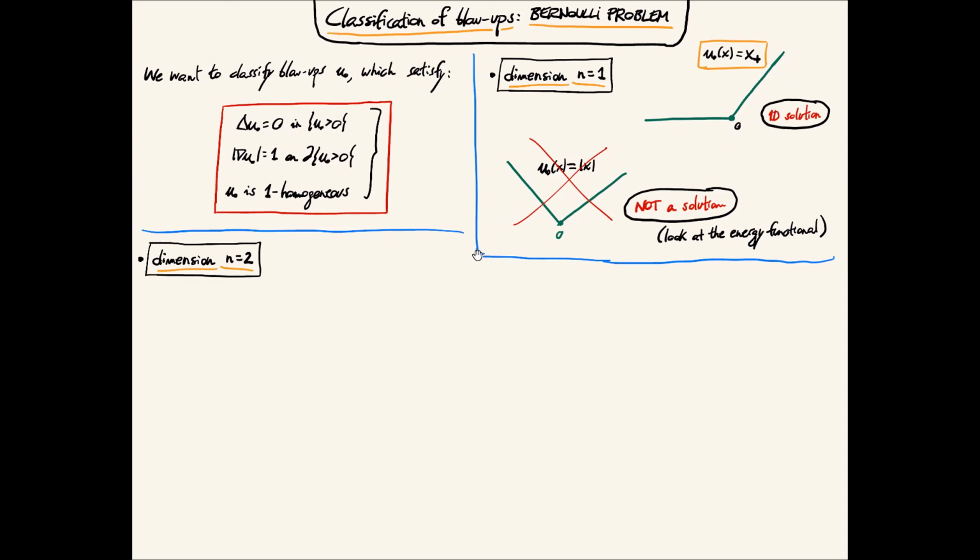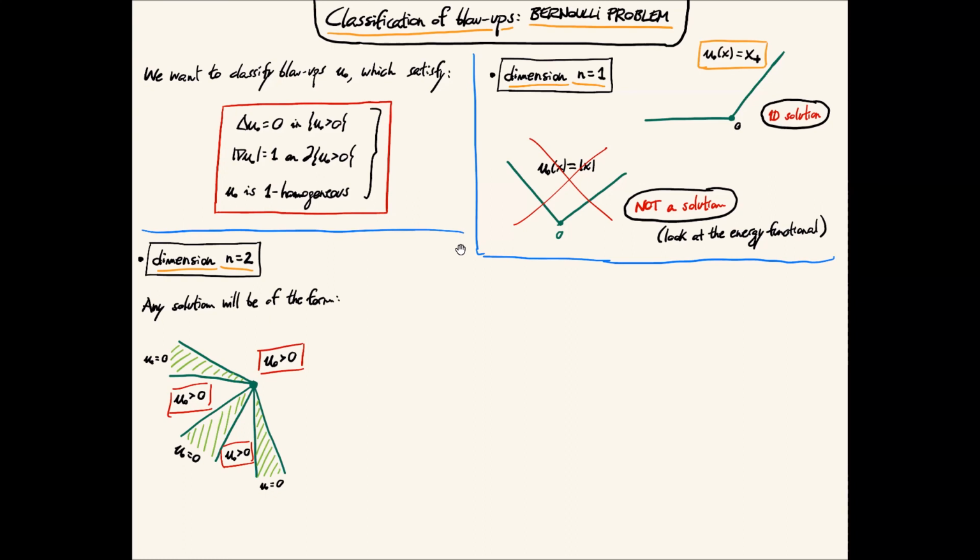Okay, now let's look at the most interesting case, which is dimension 2. This is much more interesting because it's much less obvious. Okay, but we can still classify it fairly easily. So any solution will be of this form. Basically, by homogeneity, the zero level set will be a cone in 2D. Any cone in 2D could be a possibility. Okay, so you could have something like this.